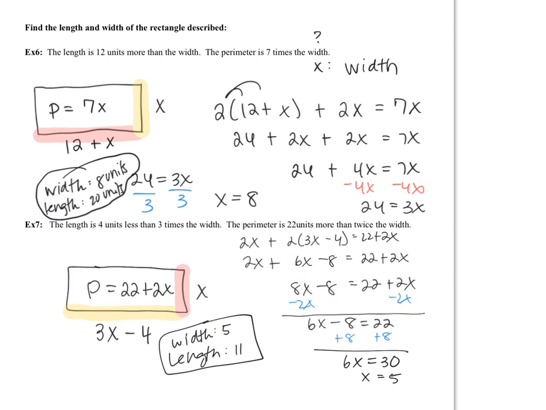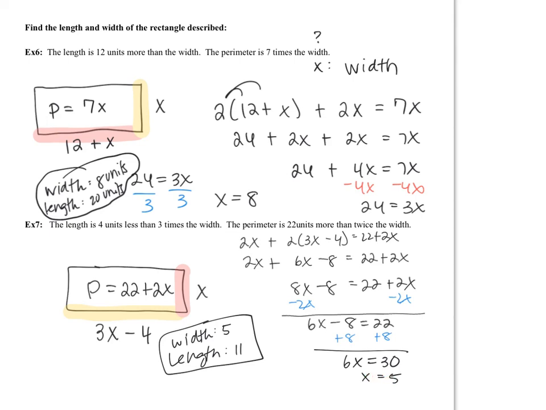I would then subtract 2x from both sides. 6x minus 8 equals 22. Reverse PEMDAS, I'm going to add 8 to both sides. 6x equals 30. And then if I divide by 6, I just didn't have room to show that, I would get x equals 5. Again, they're not asking me for the answer for x or the solution for x.